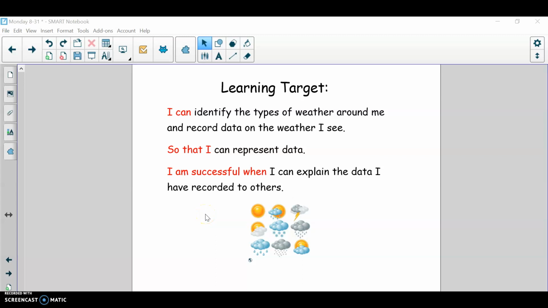Let's talk about our weather learning targets. I can identify the types of weather around me and record data on the weather I see. So that I can represent data, I am successful when I can explain the data I have recorded to others.